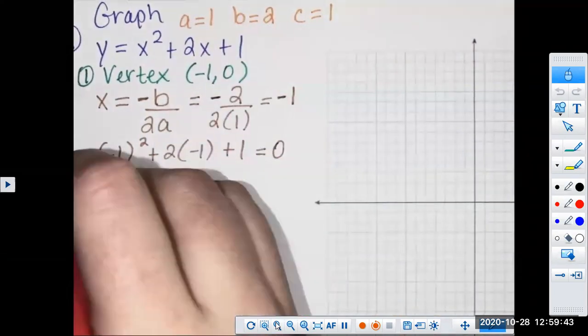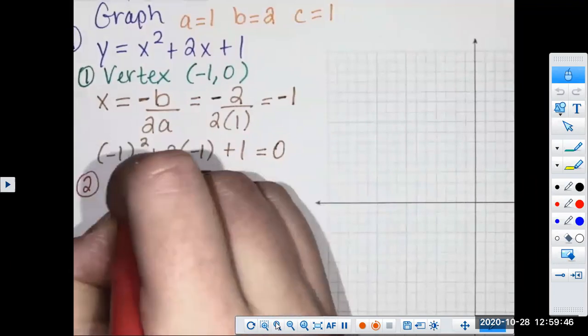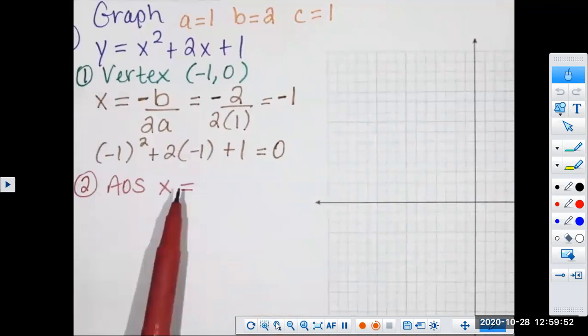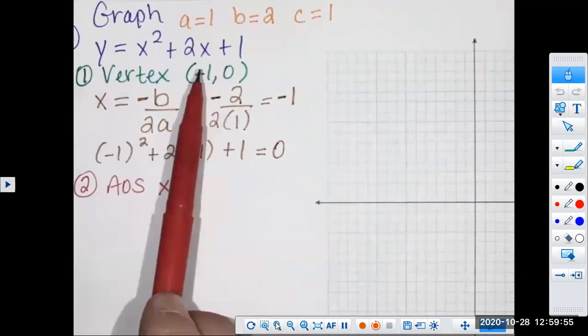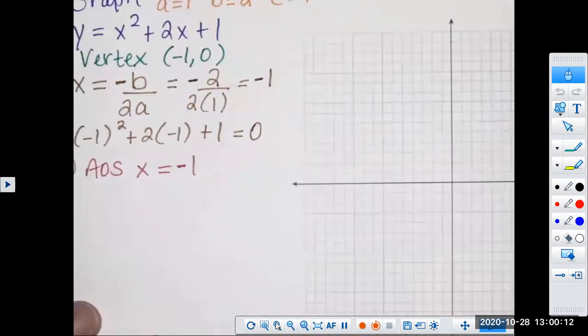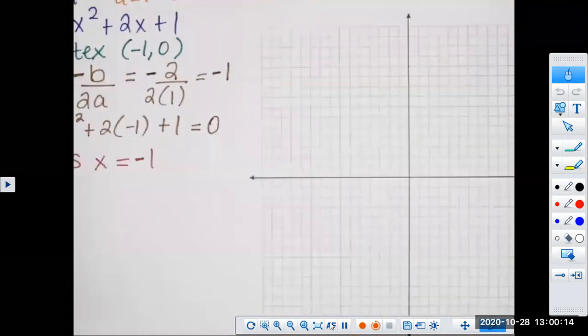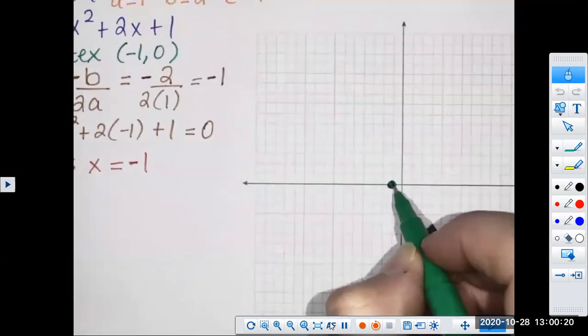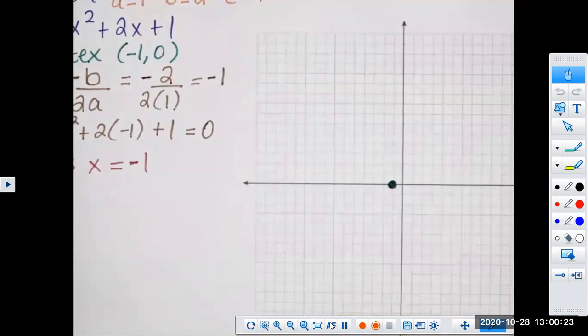Okay, on the second part, let's go ahead and list the axis of symmetry. Remember, the axis of symmetry is always x equals the first coordinate of your vertex. So x equals negative 1. Just like what we did in vertex form, let's plot our vertex first: negative 1, 0. And you have that axis of symmetry line.